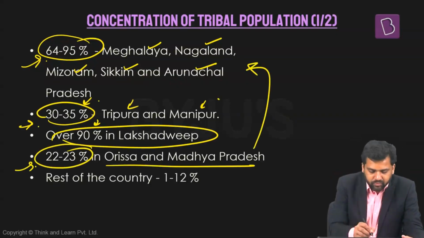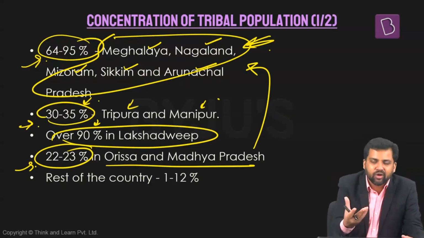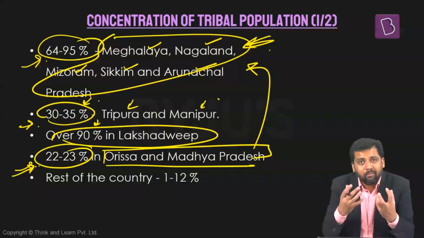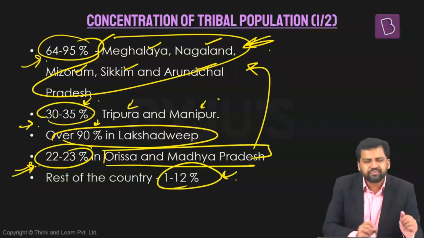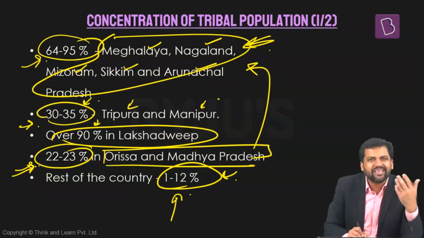Now keep one thing in mind. See, in these states, 64 to 95% of the population is tribes. But these are also small states. The geographical area is not much, and the population is not much. In states like Odisha and Madhya Pradesh, the overall population is huge. So 20 to 30% of the overall population will be huge. That means the number of tribal members in the state is going to be huge. For the rest of the country, if you look at different states in India, the proportion of tribes in the overall population of the state is somewhere between 1 to 5%.